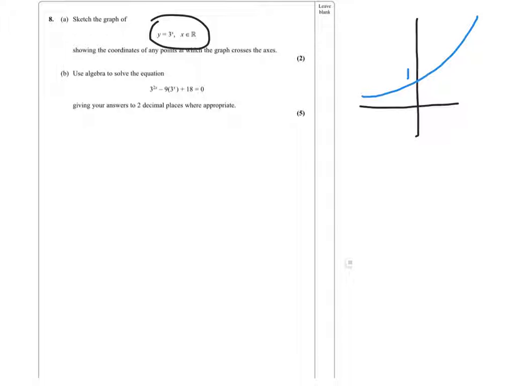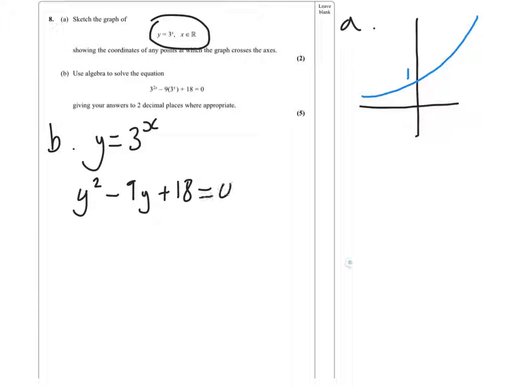Right, so that's part A. Part B, however, is a little bit, well actually part B is much easier than you think, perhaps. So if I say that y equals 3 to the power x, I can rewrite this as y squared minus 9y plus 18 equals 0, and you can factorise that, and eventually you'll get two answers. One's a pretty simple answer, one you'll have to use logs.